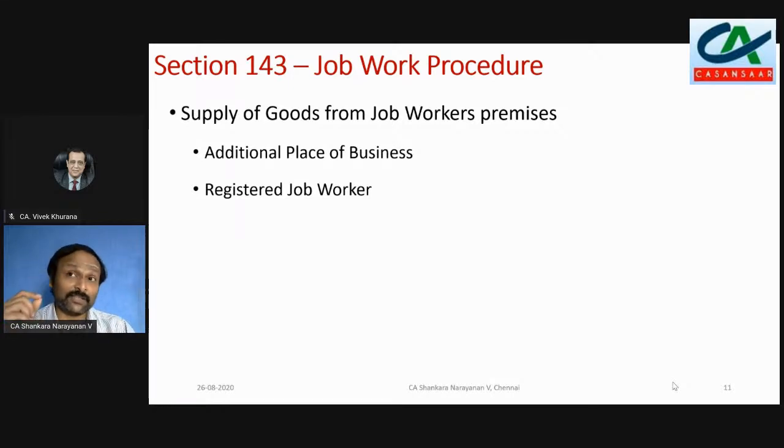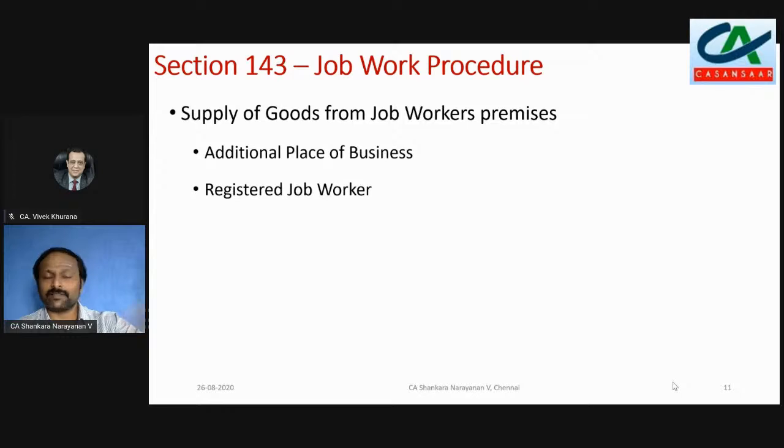But if I'm going to dispatch the goods from my job worker premises to my end customer, then my job worker has to be a registered person. I cannot add him as an additional place of business unless I am registered in Karnataka. The same with respect to the Delhi person example which I gave. Unless I am registered in Haryana, I cannot add the Gurugram job worker place as additional place of business. Hence, whether my job worker has to be mandatorily a registered person, I think this answers the question.